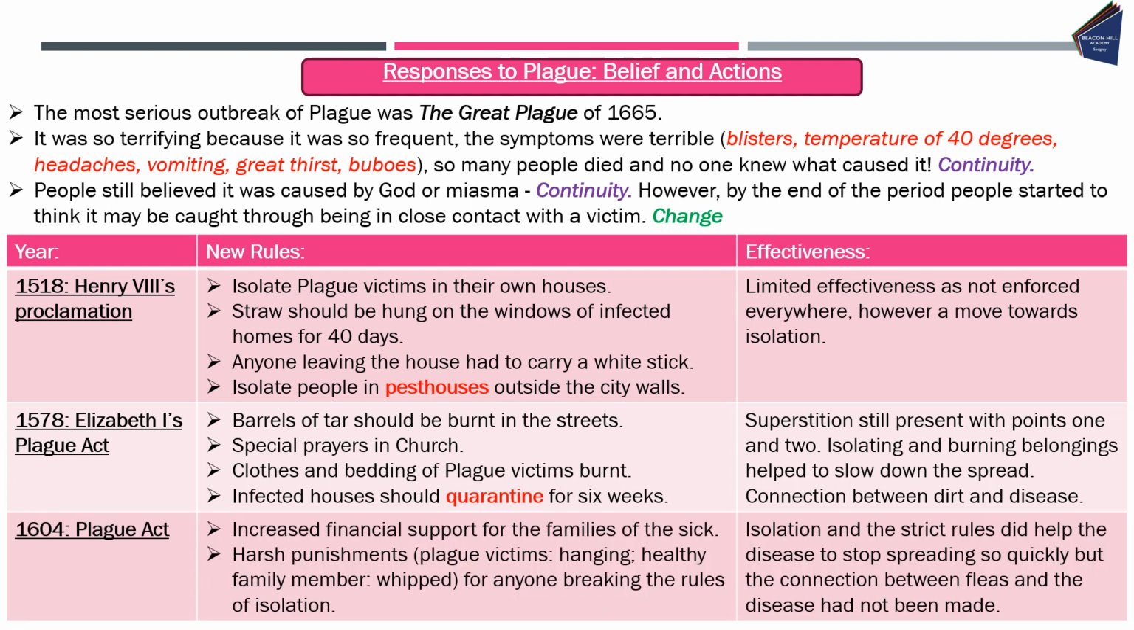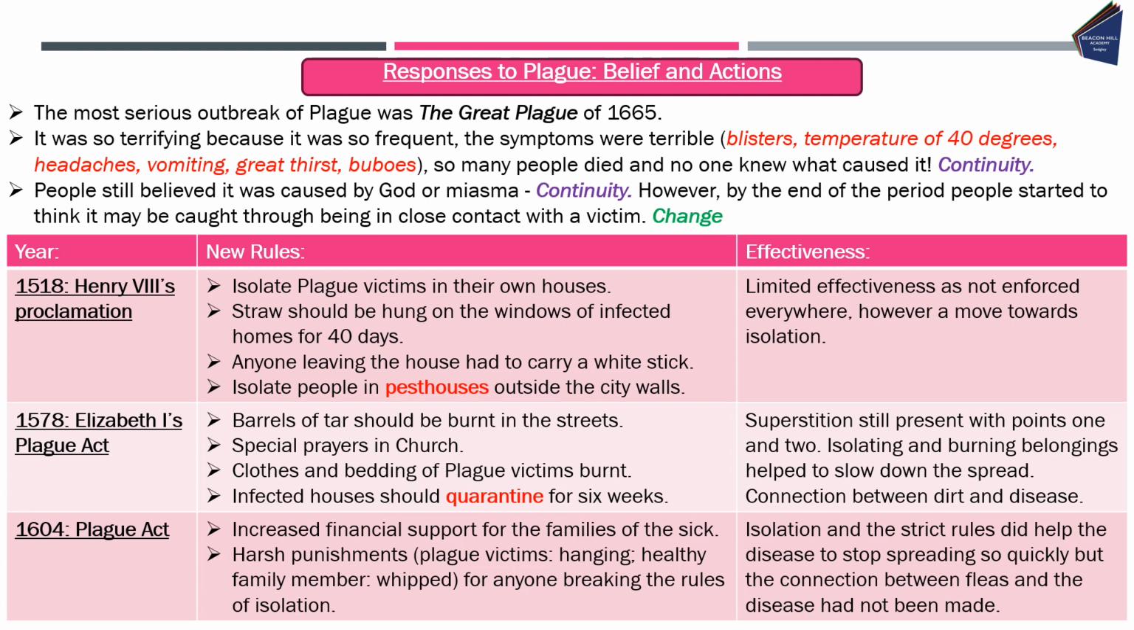So this increased financial support for the families of the sick, and we have harsh punishments for anyone that was breaking the rules of isolation. So you can see there that it would be hanging for anybody that decided to break the rules if you were a plague victim. So if you have the plague and you decide that you are leaving your house, you could be hanged. If you are a healthy family member who has been in contact with a plague victim, you would still receive a punishment, and that would be whipping.